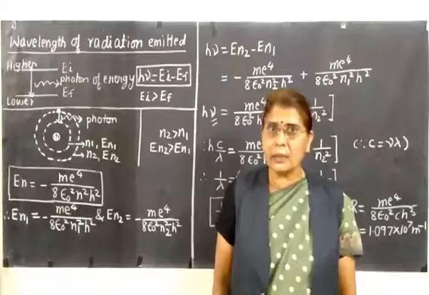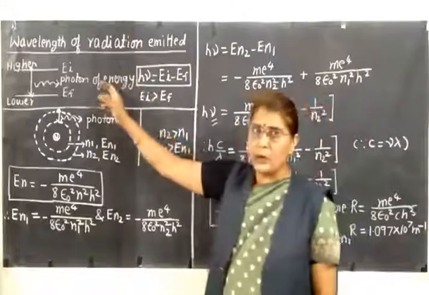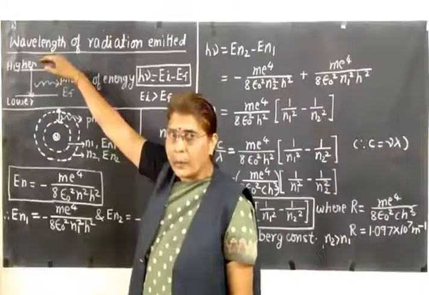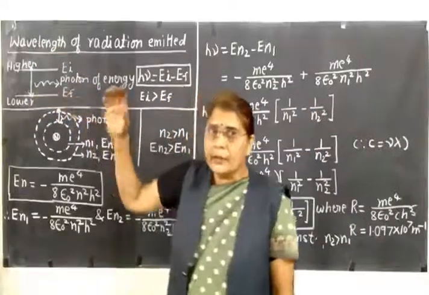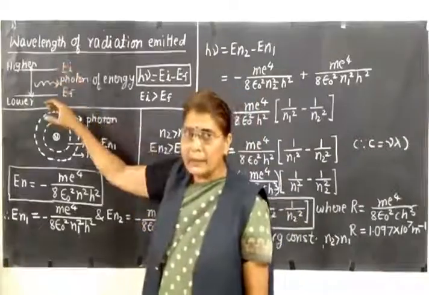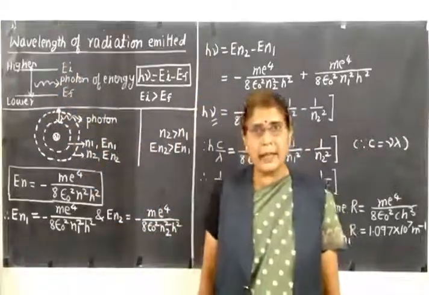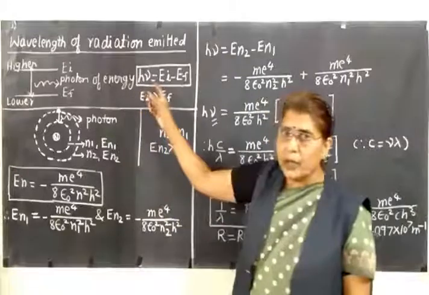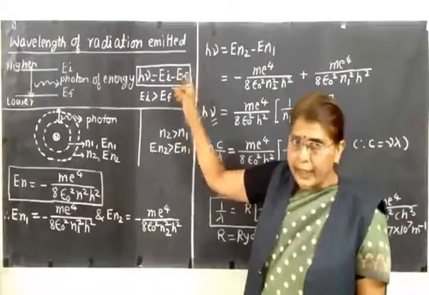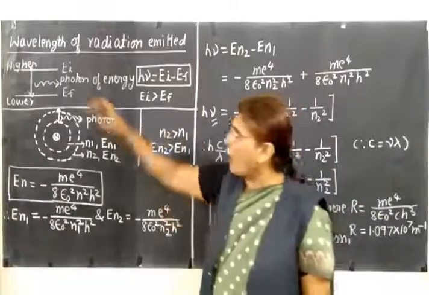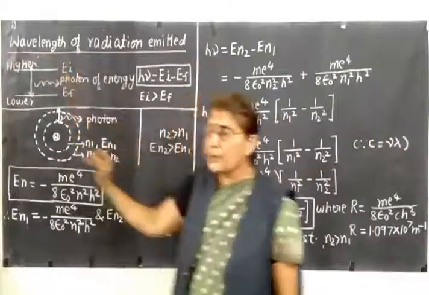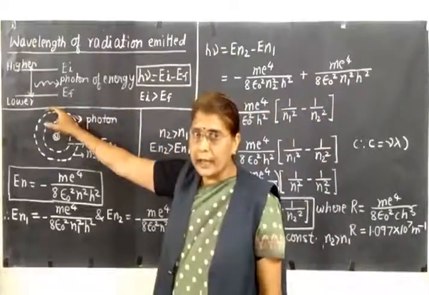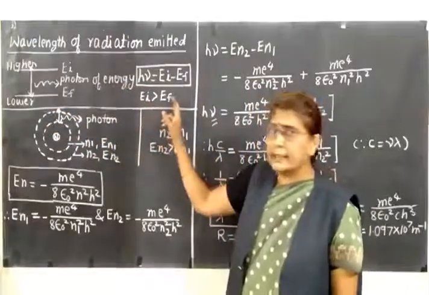So let us recall the third postulate. According to Bohr's third postulate, we had seen that when an electron jumps from a higher energy orbit to a lower energy orbit, the difference of energy between the two orbits is given out in the form of electromagnetic radiation. Therefore, a photon is emitted with energy h nu equal to Ei minus Ef, where Ei is the energy of the initial state of the electron and Ef is the energy of the final state of the electron, where Ei is greater than Ef.